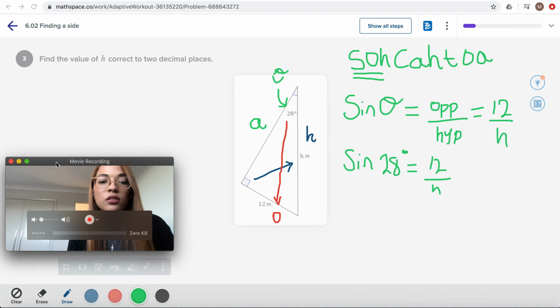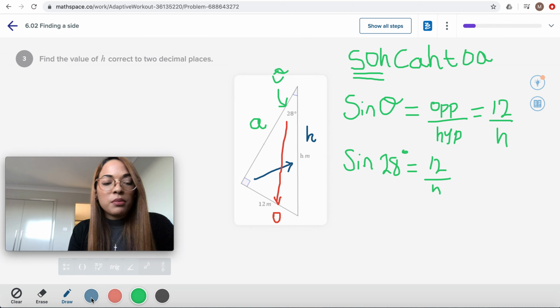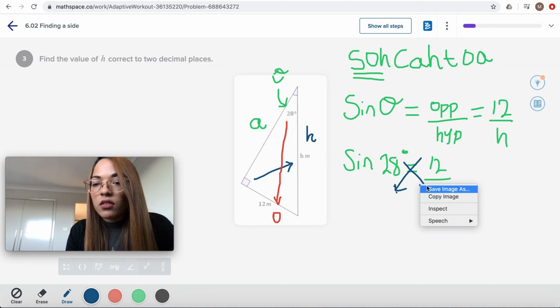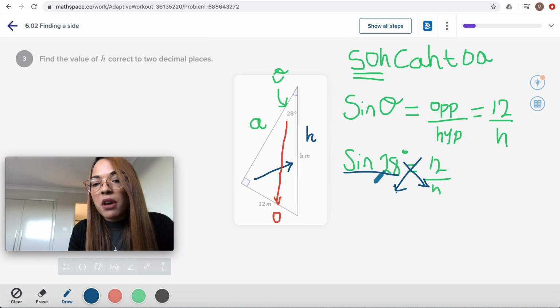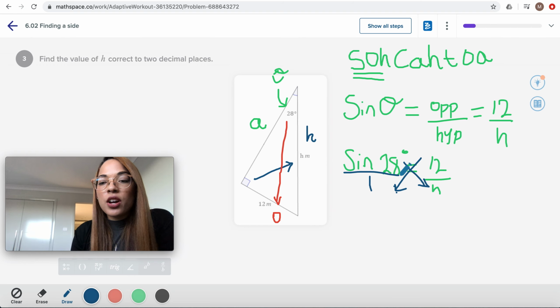Now, I will use cross multiplication in order to find h. So when using cross multiplication, okay, I will divide this by 1. Using cross multiplication, we will do sine 28 degrees multiplied by h equals 12 multiplied by 1.